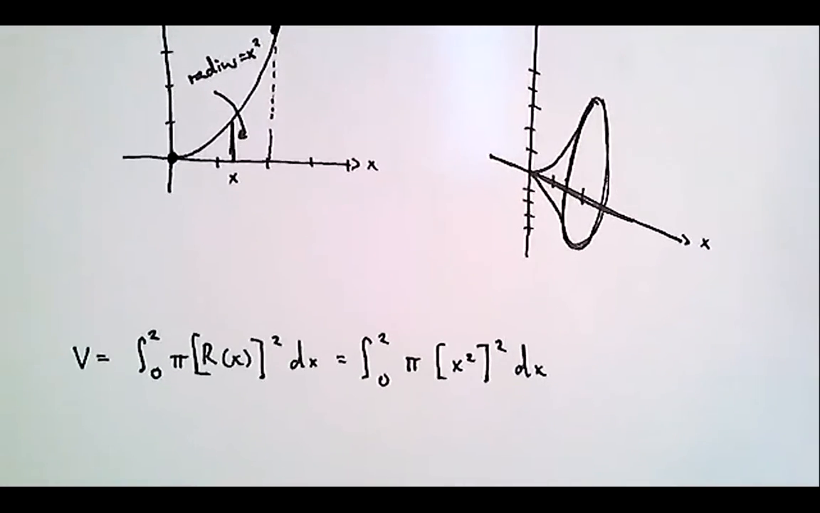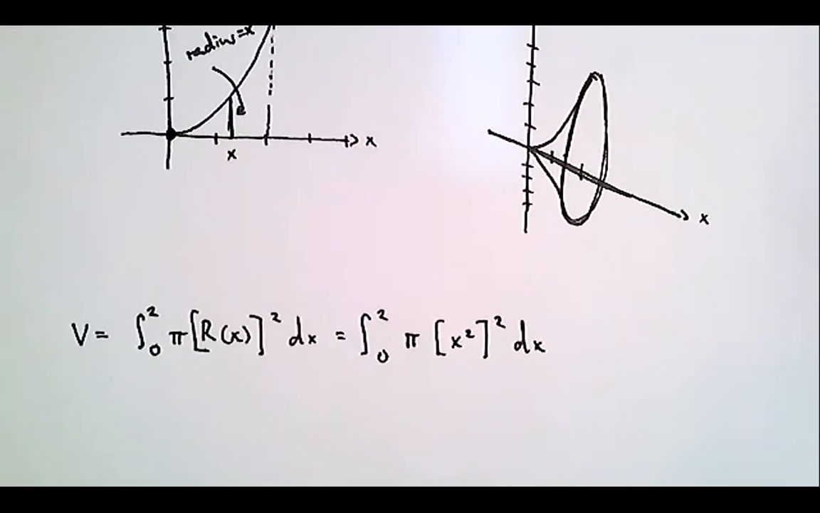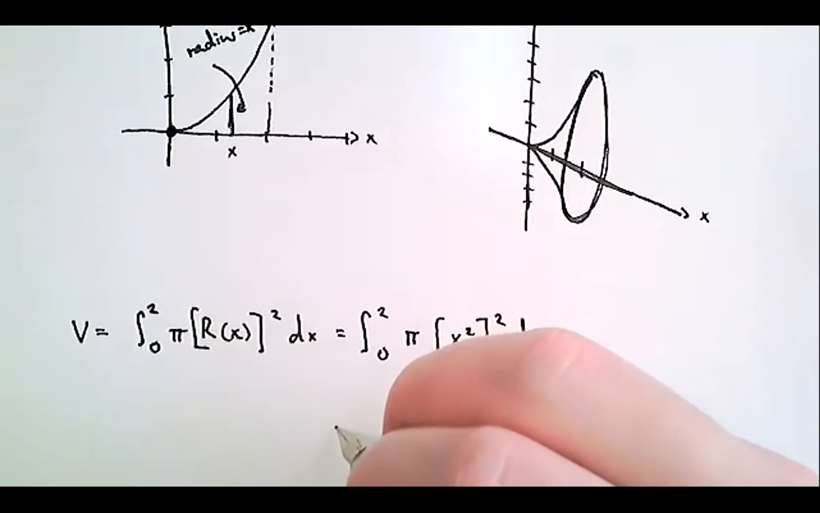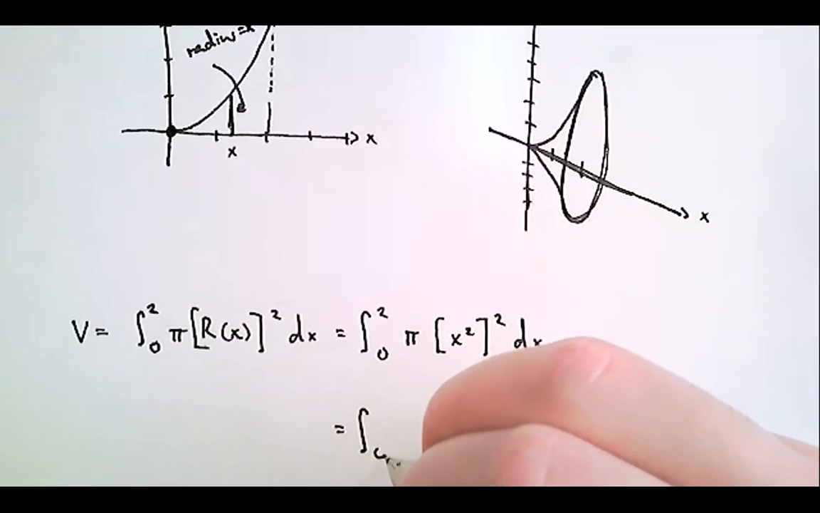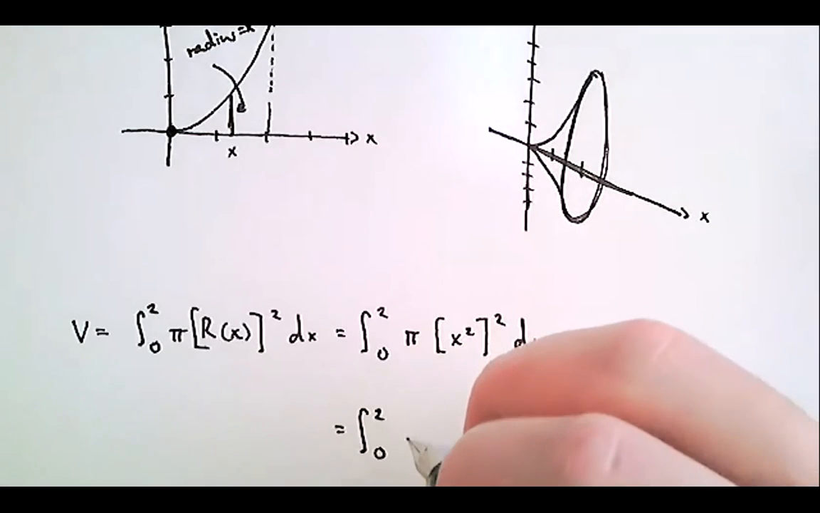And this is the kind of integral that you probably have a lot of practice doing from your first calculus class. X squared squared is x to the 4th power, 2 times 2.